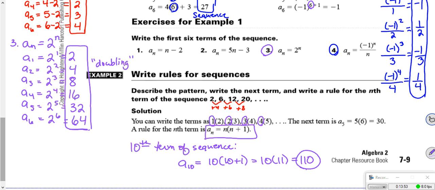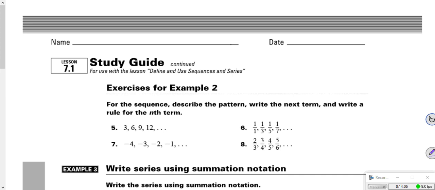So if you were looking for the 10th term, once you found the rule, you wouldn't have to find the 9 preceding it. You could just use the rule. Okay, it's a time saver. So definitely useful on the ACT test. So let's look at some more exercises here.